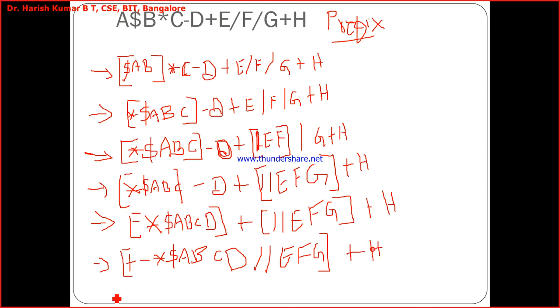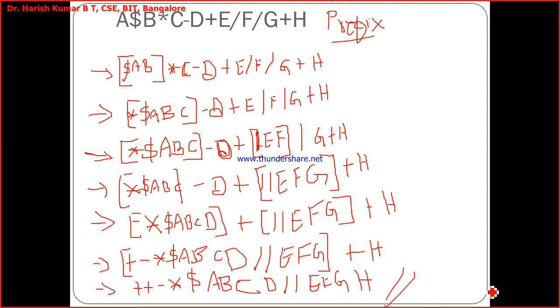Plus H. Now if I write finally, this plus will come before, so I have two pluses: plus minus star dollar A B C D slash slash E F G and then H. So this is the final prefix expression.